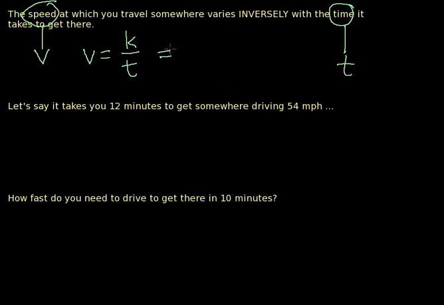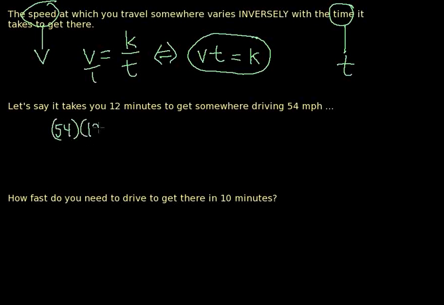By the way, if you cross multiply, you'll see that an equivalent equation to this is that v times t is equal to k times 1, or vt is equal to k. And that's the formula that I prefer to use for inverse variation. Okay, so anyway, we have that basic formula. Now here we're given some information. Let's say it takes you 12 minutes to get somewhere driving 54 miles an hour. Okay, velocity is 54, time is 12, and that's equal to some constant k.